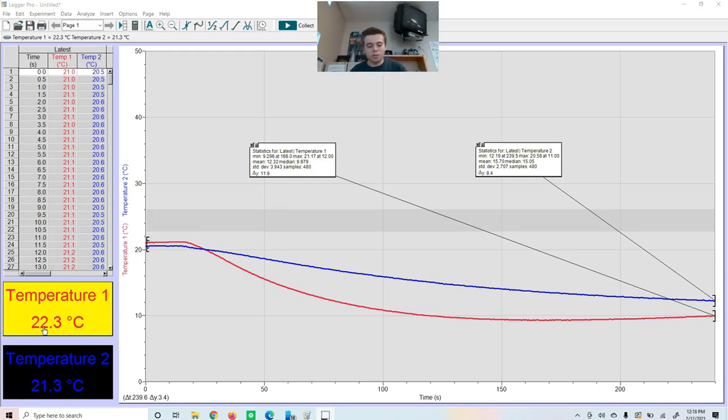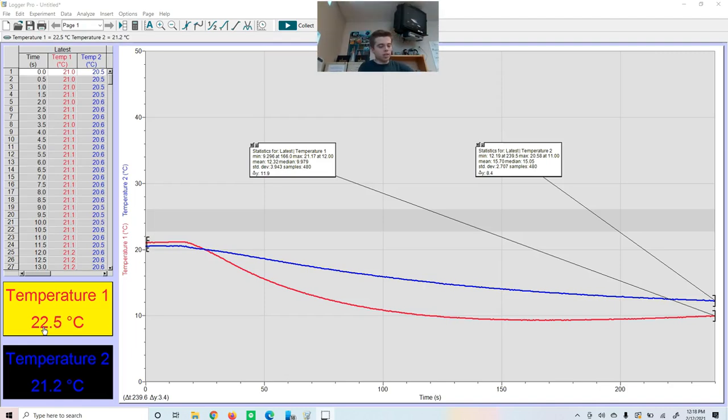Welcome back, Chem Kids. We are now going to our next trial. So we're moving down. We're now going to look at methanol versus ethanol here. We're going to put methanol on the yellow probe. So methanol is going to be on temperature probe 1, and ethanol is going to be on temperature probe 2.